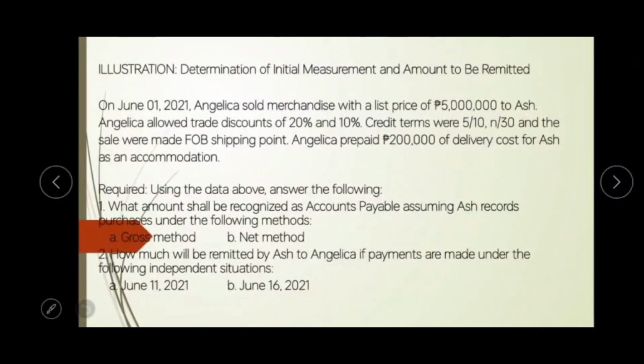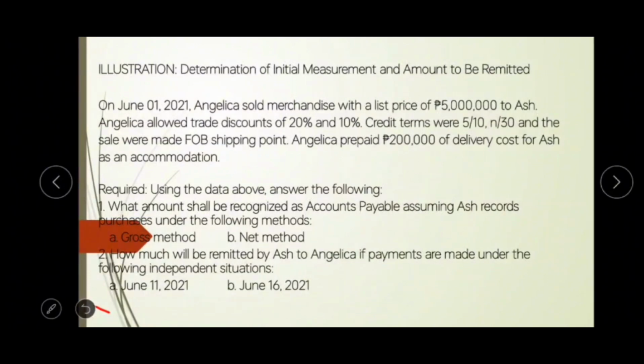Illustration, determination of initial measurement and amount to be remitted. On June 1, 2021, Angelica sold merchandise with a list price of 5 million to Ash. Angelica allowed trade discounts of 20% and 10%. Credit terms were 5, 10, and 30, and the sale was made FOB shipping point. Angelica prepaid 200,000 of delivery cost for Ash as an accommodation.